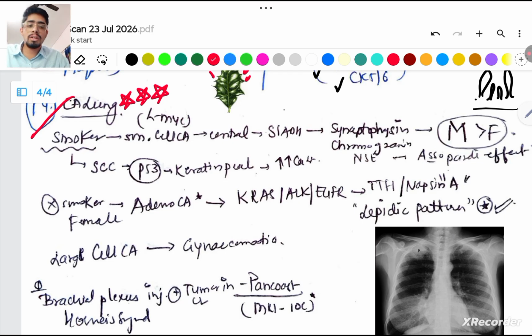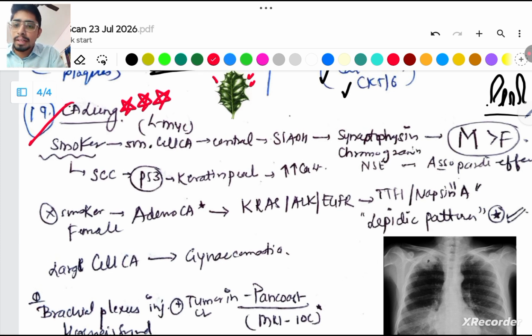They can ask you about an image. It can be an X-ray based question, right? Mutations are one of the most importantly asked questions. Let's look at the CA lung topic very easily in a very simple way.